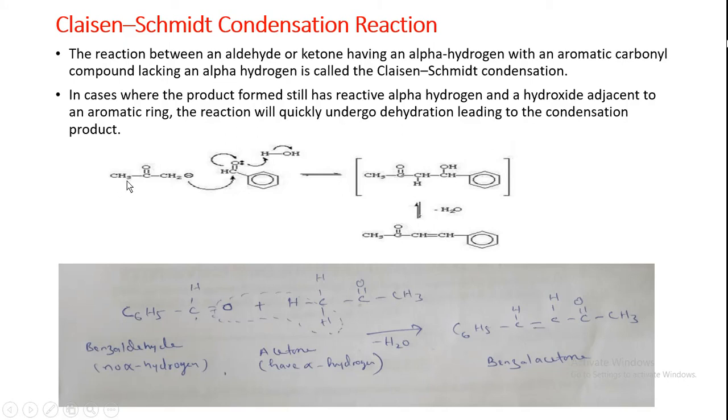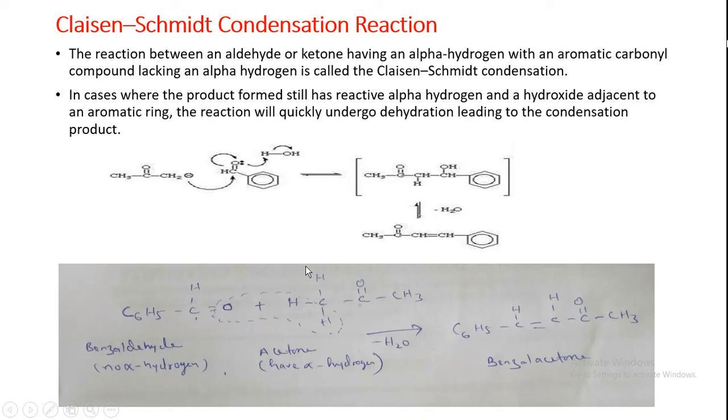Whereas in this one you see an aromatic carbonyl compound. This carbon is the carbonyl carbon, it is attached to this carbon, and this carbon does not have any hydrogen. That means this aromatic carbonyl compound lacks alpha hydrogen. So it will form this first, and ultimately after condensation, with removal of water, it will form this compound. So this is benzalacetone.